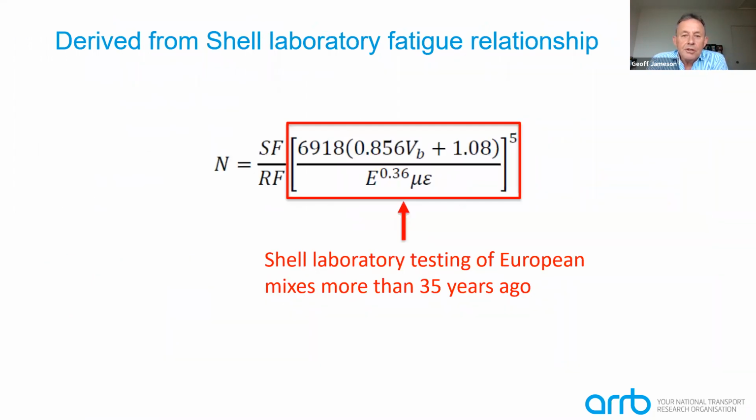And the origins of that was based on laboratory testing done by Shell in Europe more than 35 years ago. So that forms the basis of the current presumptive means of predicting the fatigue life of asphalt mixes in Australia, based on European mixes a long time ago now.